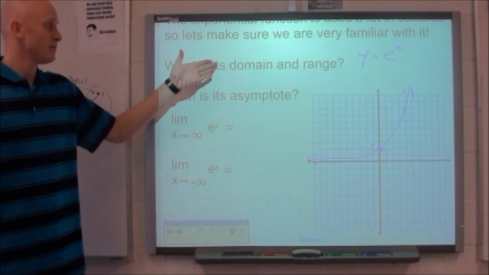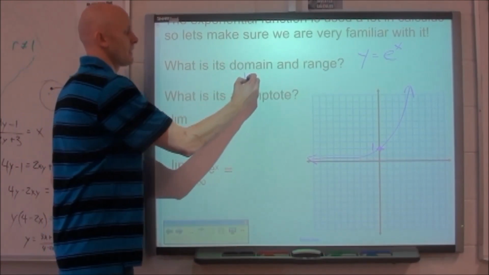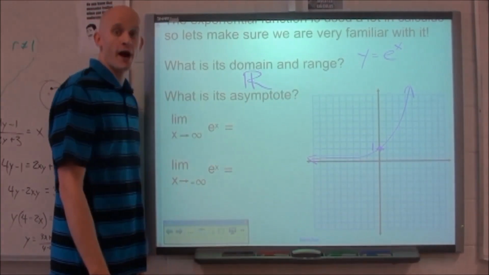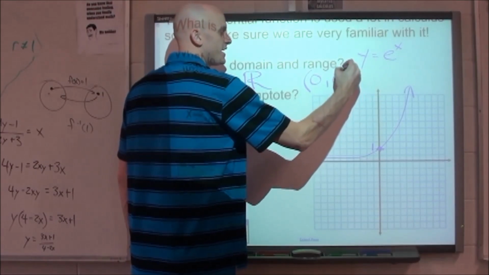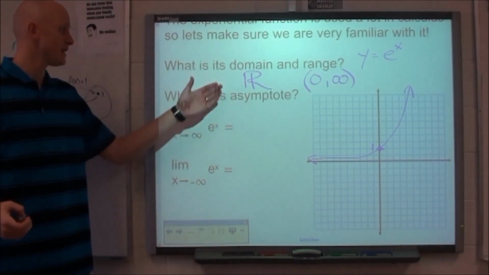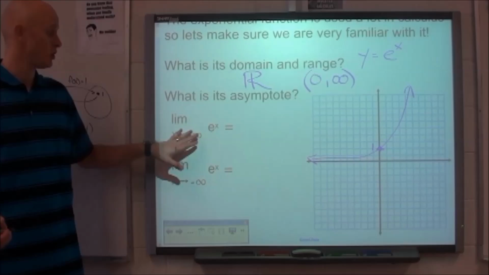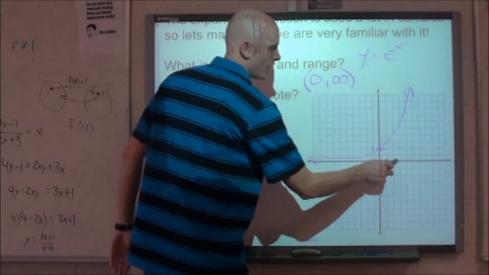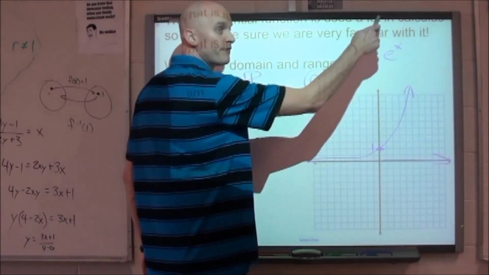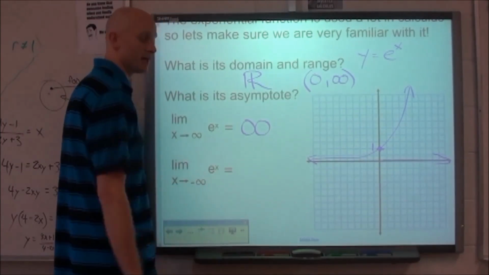So before we get to the limits, domain and range. The domain is all real numbers. The range is from 0, non-inclusive, to infinity. Using these things, we can answer the asymptotes. The limit as x goes to infinity: well, what happens as x goes to infinity? The function goes to infinity.